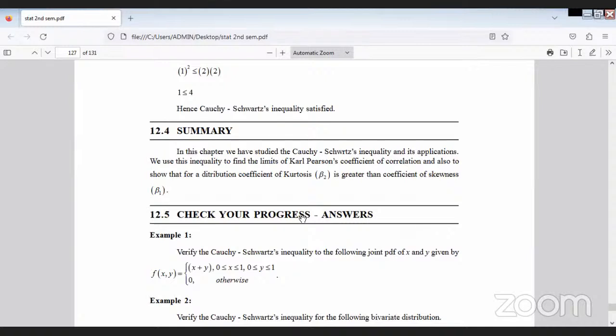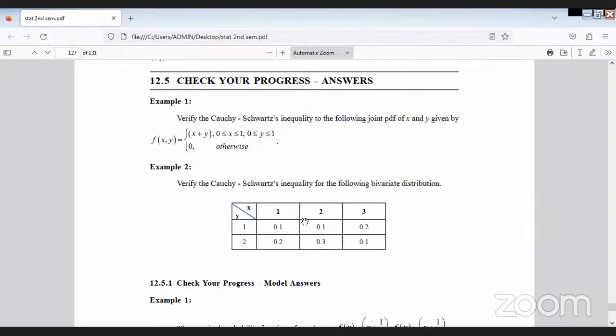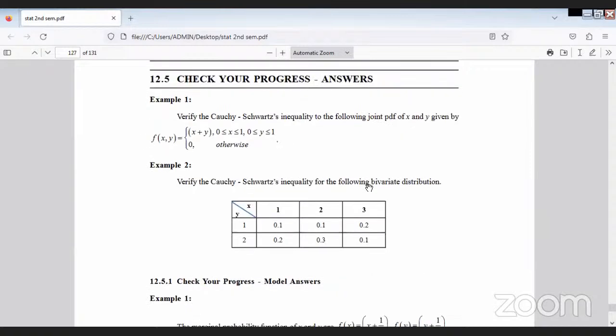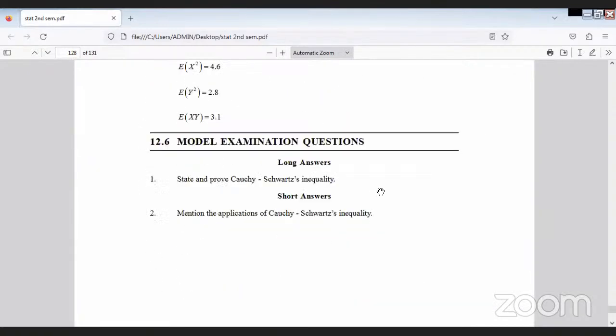The Karl Pearson coefficient of correlation also has to be shown, that the distribution of the coefficient is greater than the value given. These are other problems of this one. Verify the Cauchy-Schwarz inequality for the joint PDF f of x, y equal to x plus y. Example 2 we can also check here. The marginal probability function of x plus y, f of x is equal to x plus 1 by 2. Check your progress problems are given here. You have to check that one.